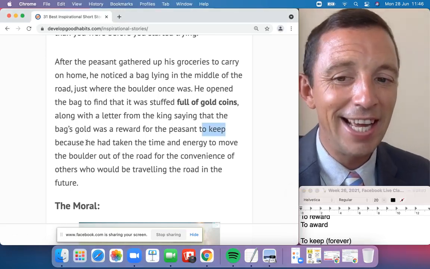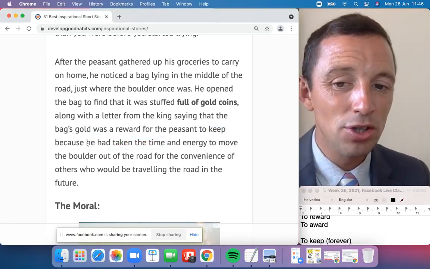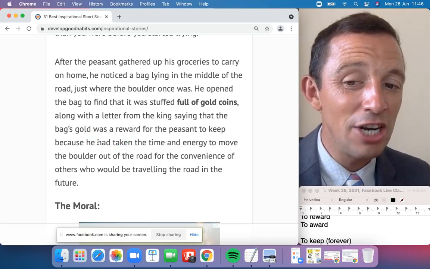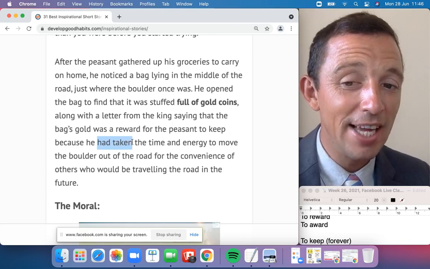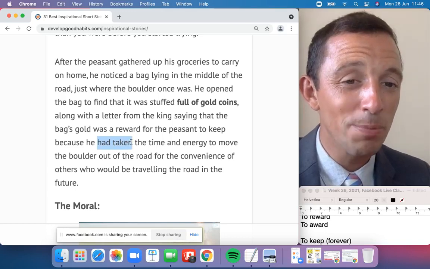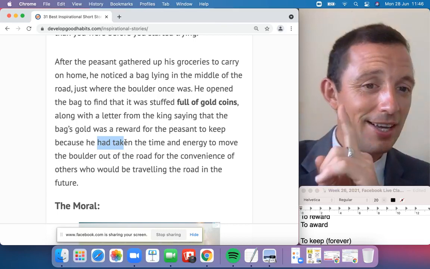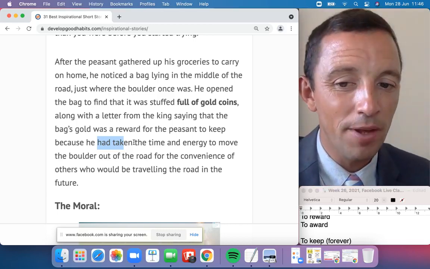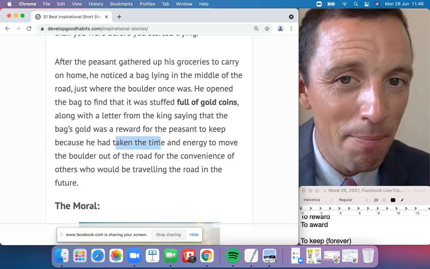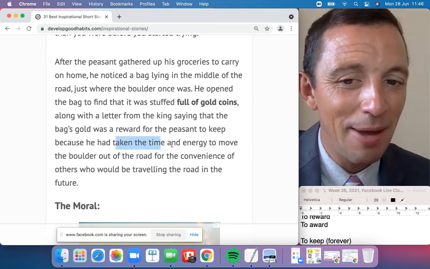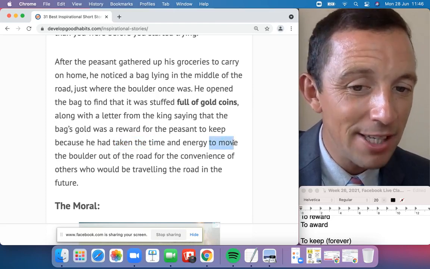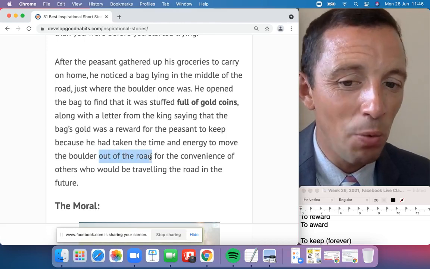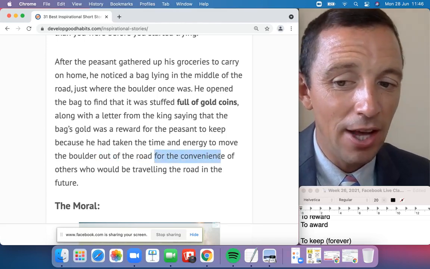Because the linker, he had taken the time. So the subject is he, the verb tense is had taken. Remember, with the auxiliary have plus the participle of take. So this is an example of the perfect, but more specifically, it's an example of the past perfect. He had taken the time and energy to move the boulder. Okay, so to take the time, tomar tiempo, it's maybe to gastar tiempo, and energy to move, infinitive verb. The boulder is the object, out of the road, out of the way, for the convenience of others.